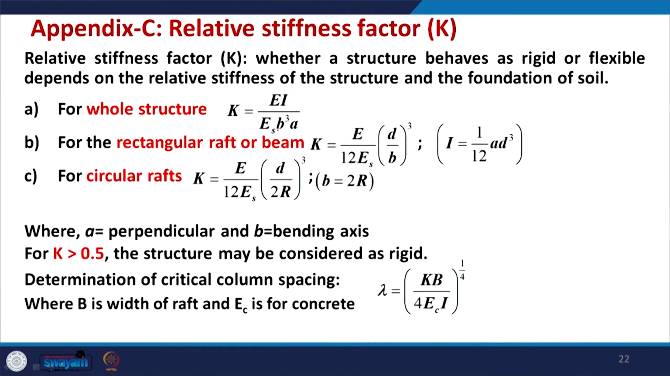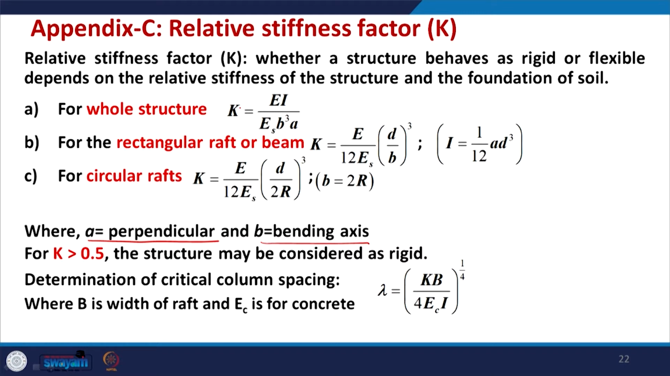So, this is for the whole structure: K is EI over ES B cube into A. Here, what is A? Let us explain. EI, we have already discussed. ES is the Young's modulus of soil, which is also discussed. A and B are the dimensions listed here, where A is the perpendicular dimension and B is towards the bending axis. So in these two directions, once you fix the values of A and B, the value of K can be found out for the whole structure.